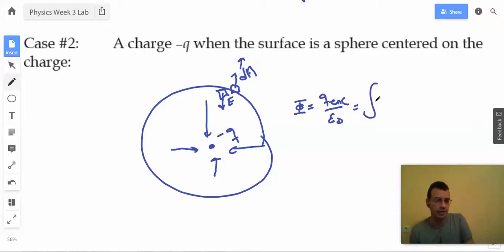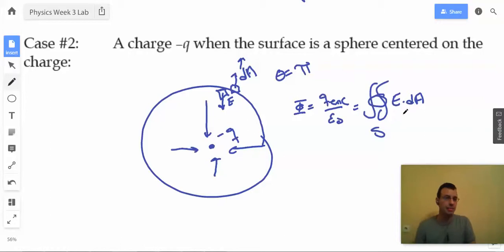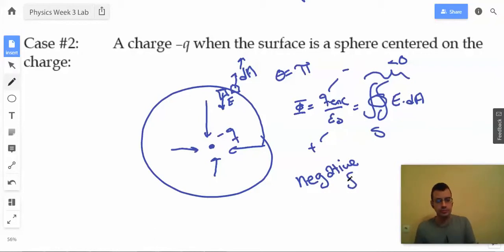And we're going to have a surface integral, E dot dA. All right, so the theta between these two equals pi, or 180. The cosine of pi is negative 1, so this is going to be negative. Q enclosed is negative. Epsilon naught is positive. So Q enclosed over epsilon naught will be negative. So we will have a negative flux. All right.